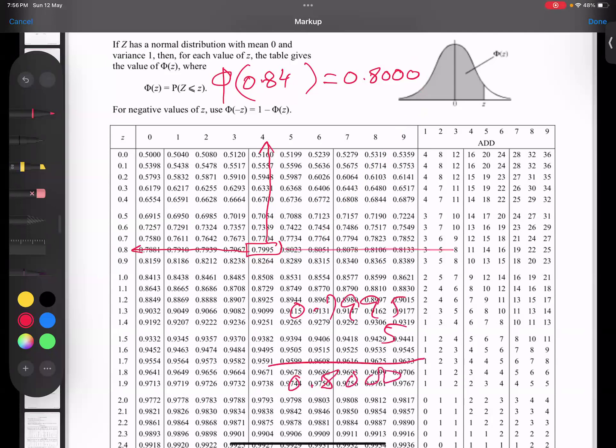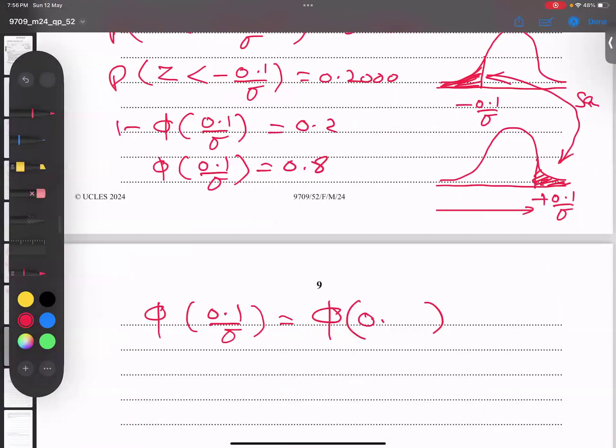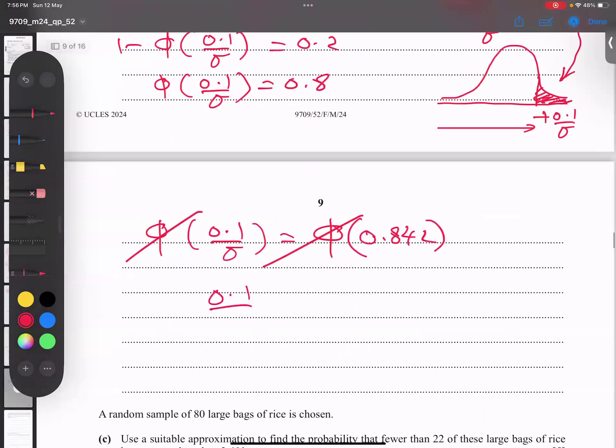So where is the 5 section? Oh, sorry, 5 is here. Look at here, I will show you. This is a 5. So this 2 will come. So 0.842. 0.842 gives this answer. 0.842. I cancel the 5. 0.1 over sigma equals 0.842.